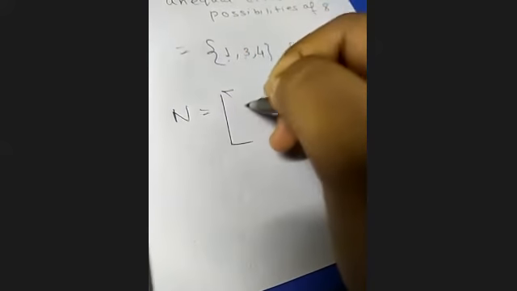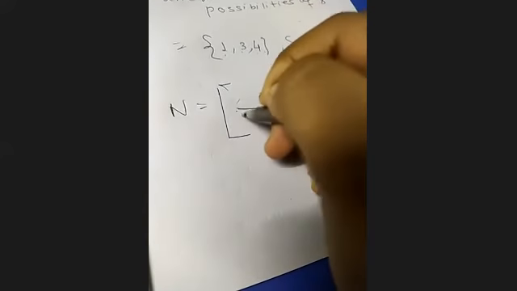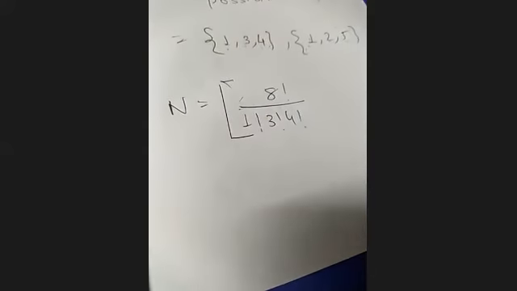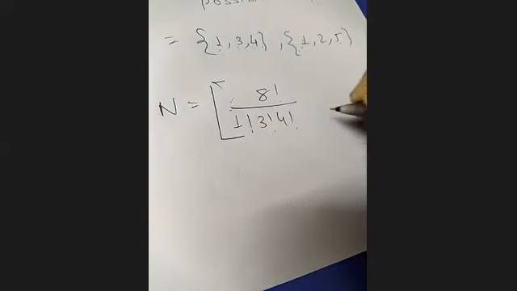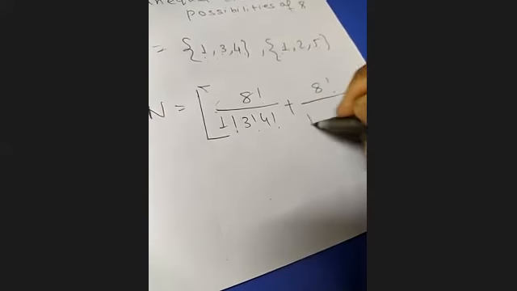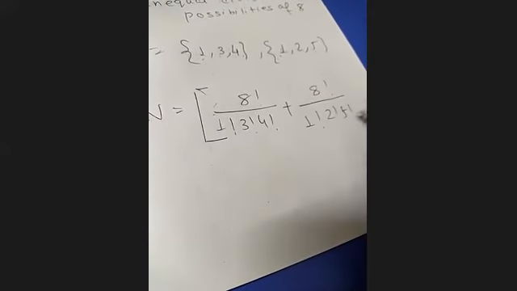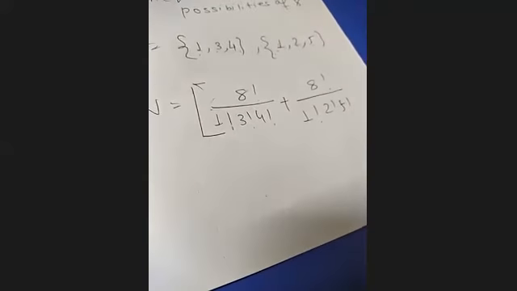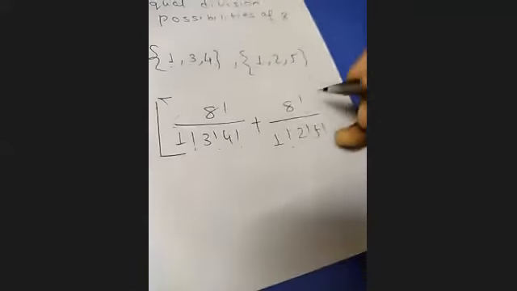So how can we find the value of n? Very simple. What should we do? Divide 8 factorial by 1 factorial, 3 factorial, 4 factorial, and the number of equal groups. The number of equal groups is none, so 0, and 0 factorial is nothing but 1. Again, add 8 factorial for the second case, divided by 1 factorial, 2 factorial, 5 factorial. The number of equal groups is 0, and 0 factorial is 1. So many will do up to this step.